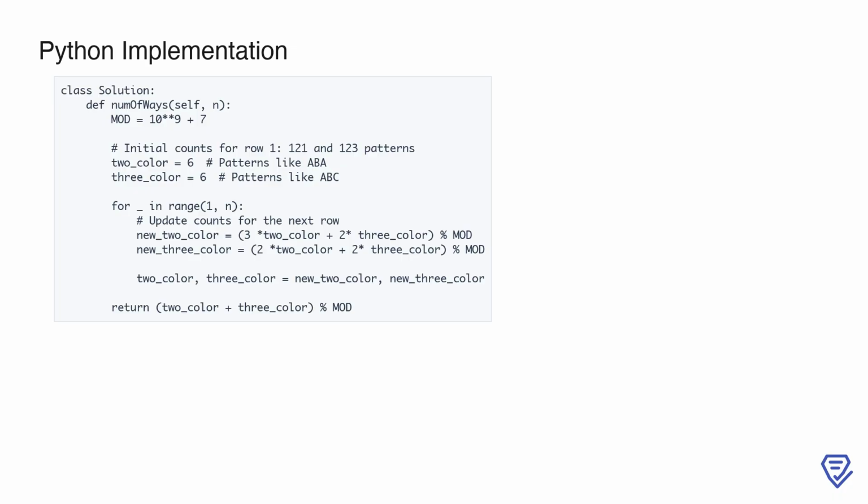3. Update in iteration. After computing the new counts, we update 2_color and 3_color for the next iteration, the next row. For the final result, after processing all rows, the total number of ways to paint the grid is the sum of 2_color and 3_color, taken modulo 10^9 + 7. This approach is highly efficient, operating in O(n) time and O(1) space, as we only maintain two state variables to represent the counts for the current and previous rows. The solution is both optimal and scalable for large values of n.